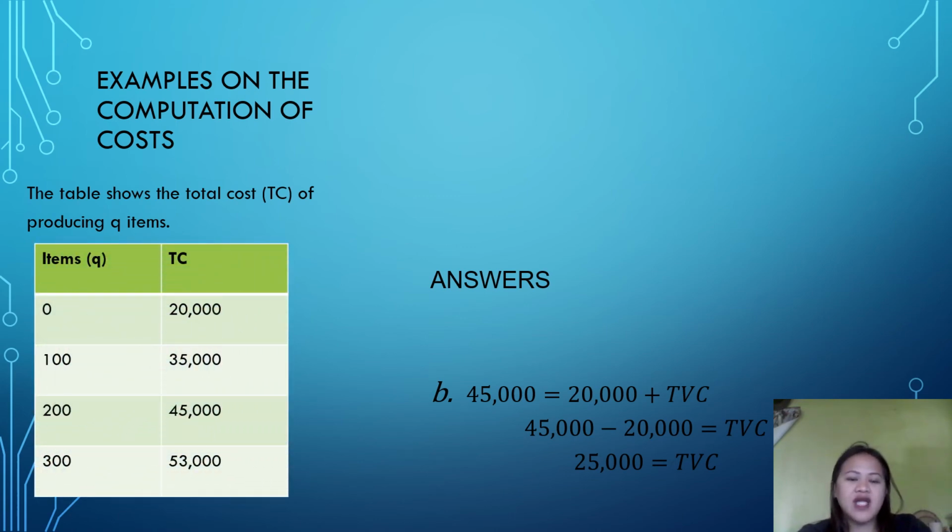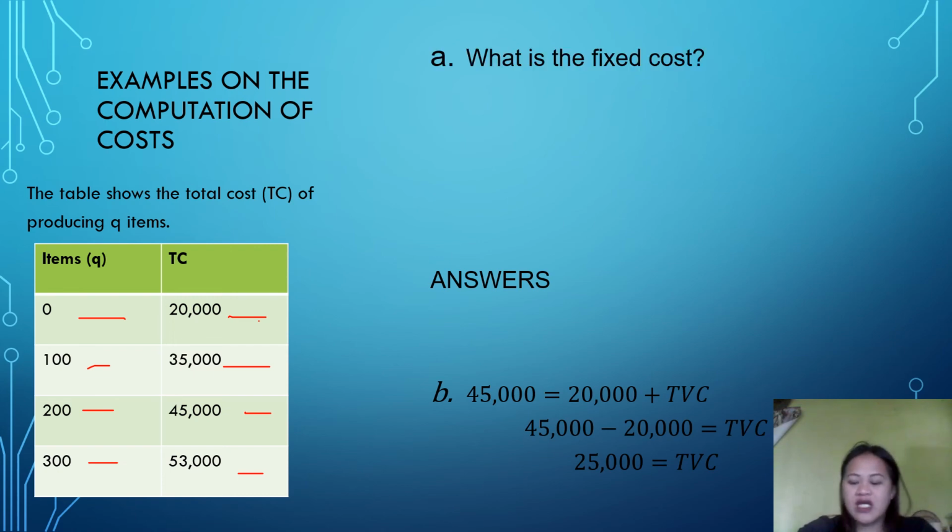Here we have the table that shows the total cost of producing the items. We have here the different items that you're going to use from 0, 100, 200 to 300. The cost of producing these items are on the other side of the table. Okay, so notice here that we have only 300 outputs, and then the cost is reaching until 253,000.